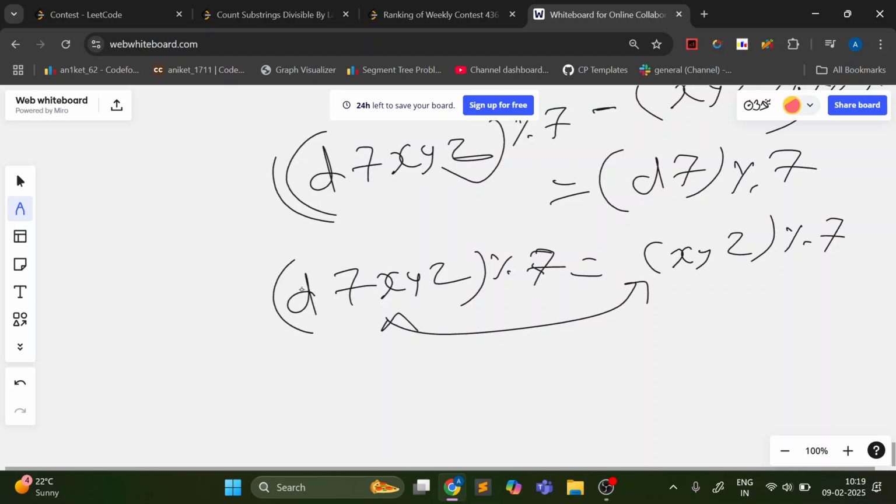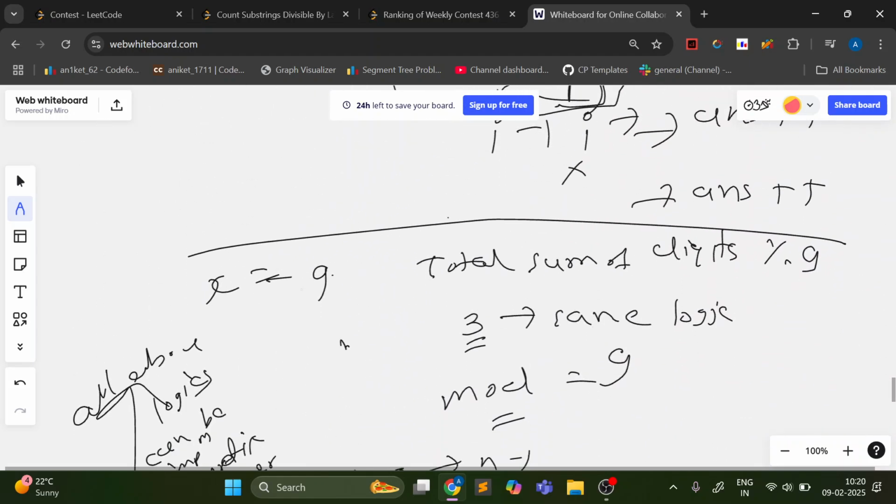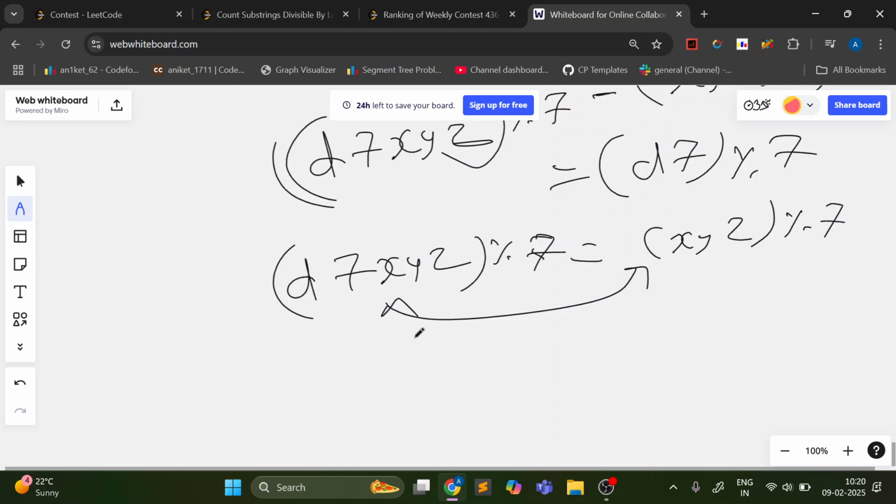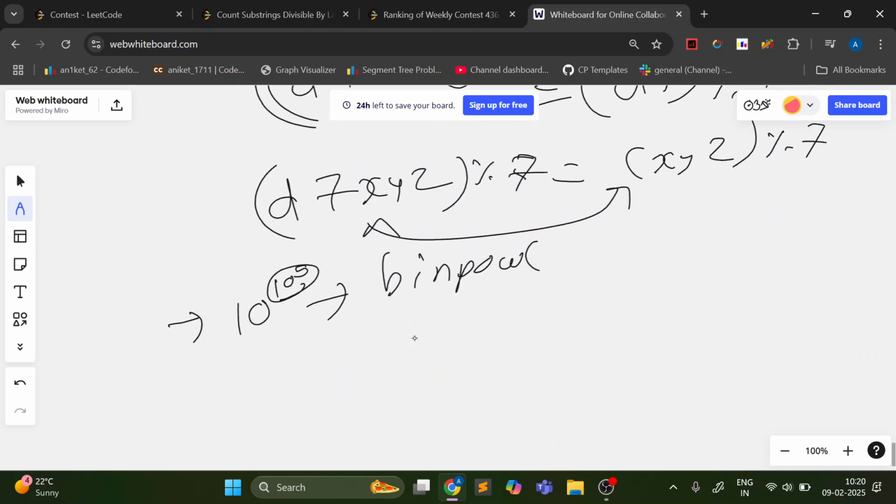So we move from n minus 1 to 0. In 3 and 9's logic, we are taking the sum of digits. But here what we take is the number itself. Now you might say that the number would go around 10 raised to power 5, because n is maximum 10 raised to power 5. So how can we do this? Here we will use binary power. We don't exactly need the number itself, what we need is mod 7. So a raised to power b mod 7 is what we require.